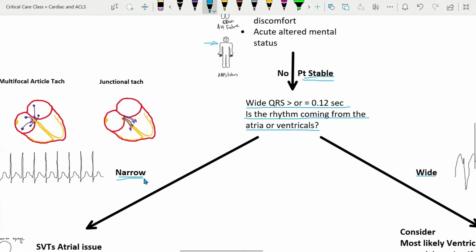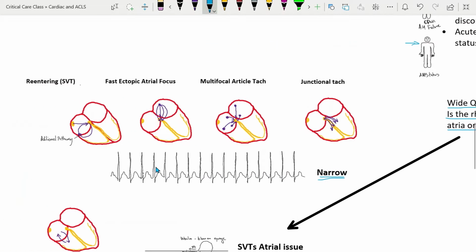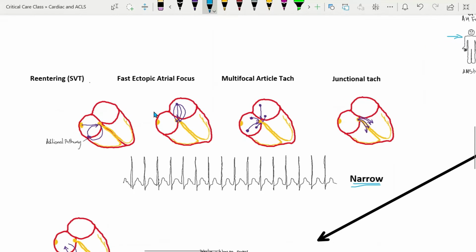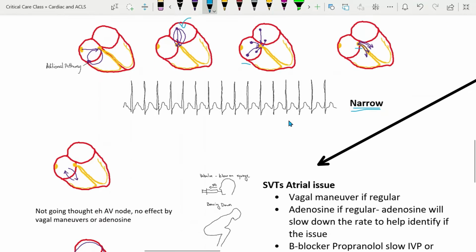So if the QRS is narrow, then the cause of tachycardia is in the atrium of the heart. That could be a re-entering signal from the atrium, could be an ectopic beat that fires at a very fast rate, could be multiple ectopic beats, or an ectopic beat in the atrioventricular node, causing junctional tachycardia.